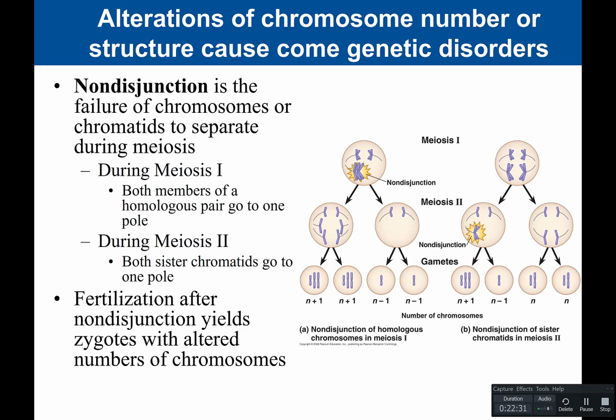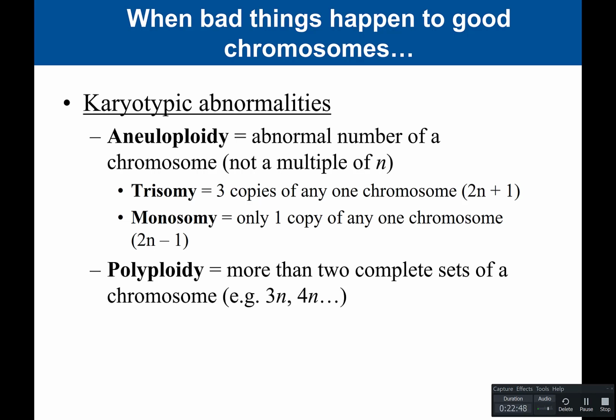Now, if we get fertilization with those gametes that have an abnormal chromosome number, that then leads to offspring with abnormal chromosome numbers. And so let's take a look at that. If we look at a karyotype, remember that that is when we can look at the chromosomes. Aneuploidy is an abnormal number of a chromosome, meaning it's not a multiple of n. You could have an extra chromosome, you could be missing one. So trisomy, tri means three copies of any one chromosome. So this would be 2n plus one extra.